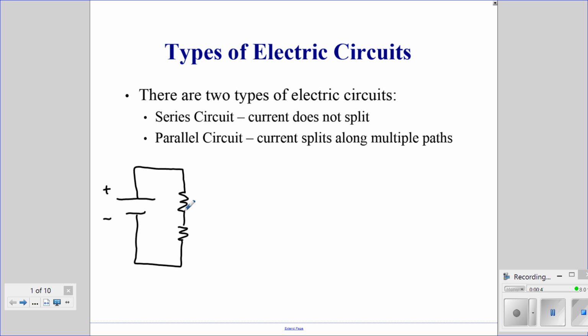So that's what we mean when we say that the current doesn't split. There's nowhere else for the current to go, and all the current that goes through one resistor must go through the next resistor.